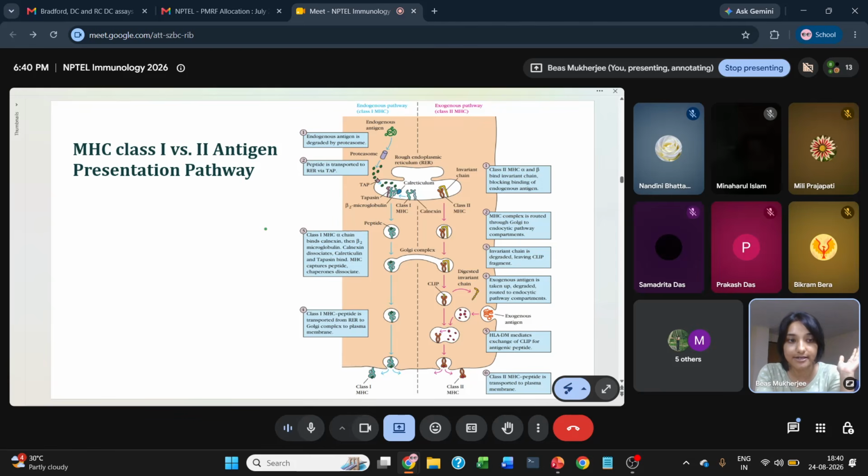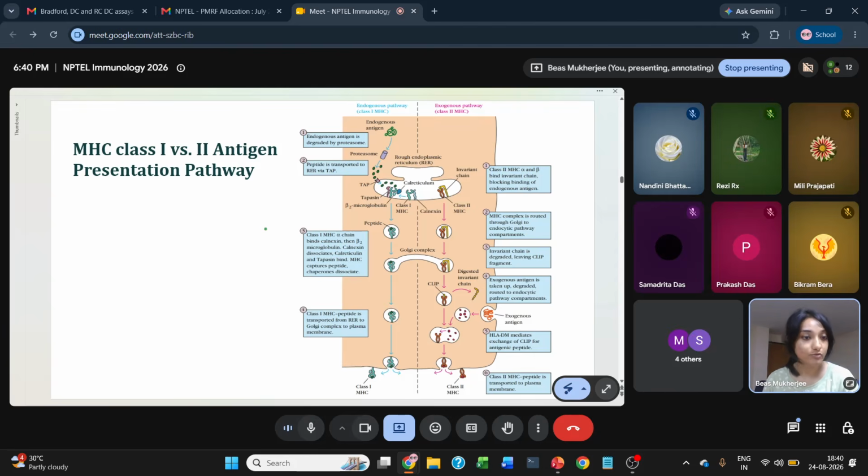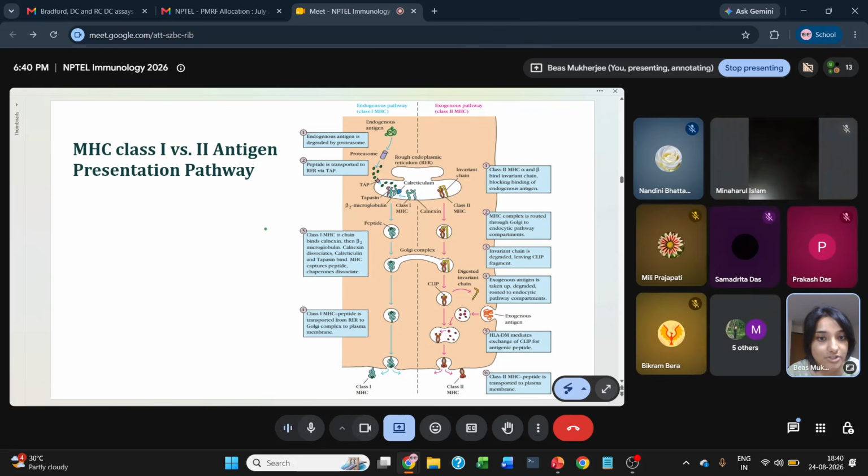The invariant chain is degraded. Now in the endosome, there is degradation of these proteins happening. So degradation of this invariant chain also happens. The CLIP region remains bound so that no random peptides come and bind. The CLIP region now has to be removed, and that is done by a number of proteins. Now exogenous antigen is taken up.